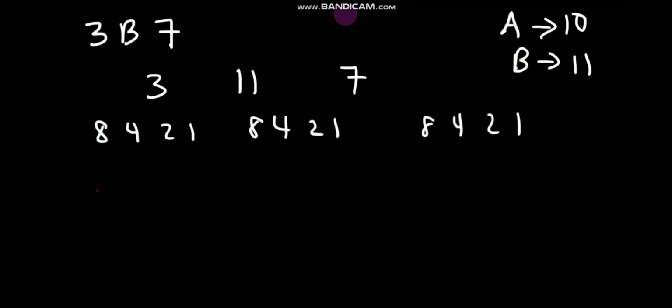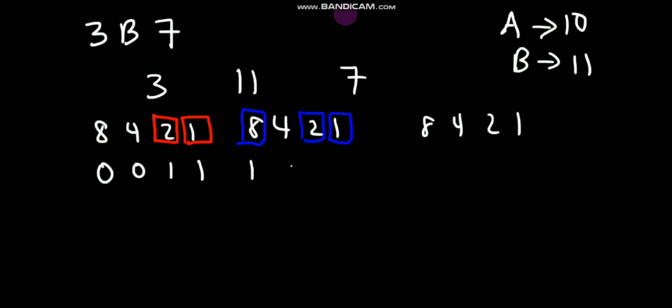So 0011 we will write for this binary number, 0011. And now for this 11, how will we get 11? 8 and 2 and 1, that is 11. So 1011 we will write. And for 7, how will we get it?